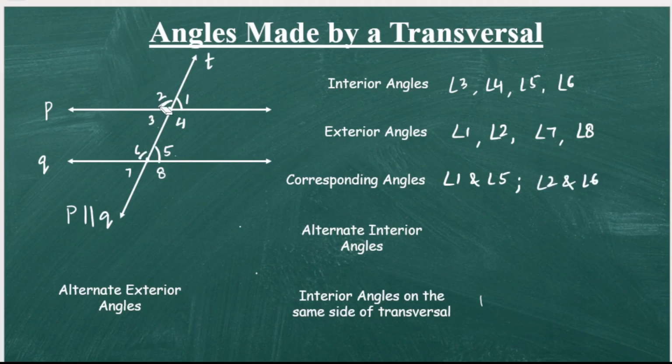Can you name another pair of corresponding angles? It is 3 and 7. So angle 3 and angle 7. And the last pair is 4 and 8. Angle 4 and angle 8.